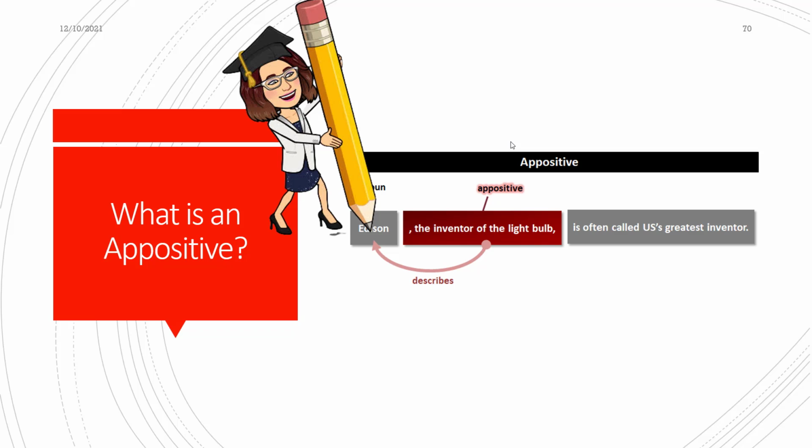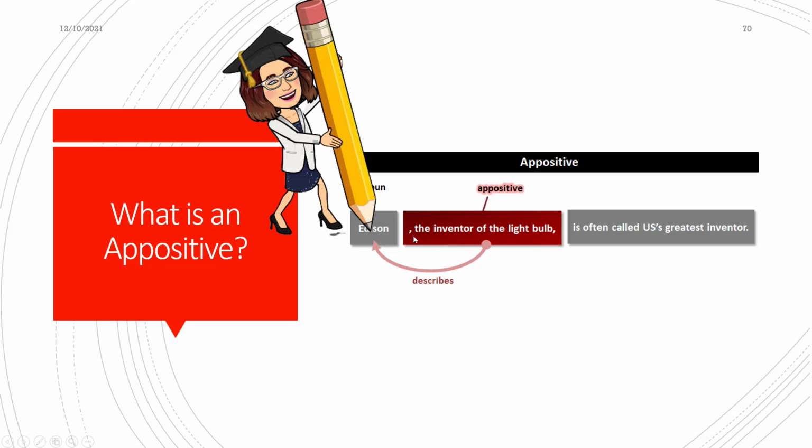An appositive is an adjective phrase that describes the noun. Normally, an appositive is a reduced adjective phrase. What I mean by that is normally we would say Edison, who is the inventor of the light bulb. Okay, and who is the adjective clause that describes Edison. It describes who he is. And then sometimes you can take out the who and the is. That's known as a reduced adjective clause. And once you reduce the adjective clause, it's known as an appositive.